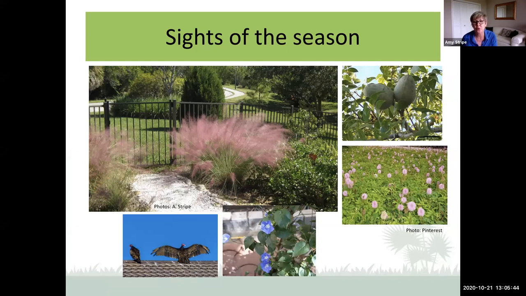Muley grass is, of course, a native grass, Muehlenbergia capillaris. It puts out this stunning pinky, purpley blossom in October, pretty much here in Central Florida. People drive by my house, they stop in the street and look at this. It's just gorgeous. Nothing makes me happier in the garden at this time of the year.